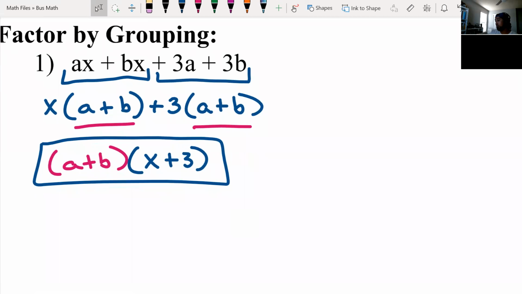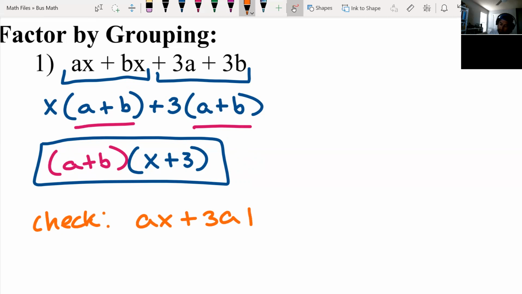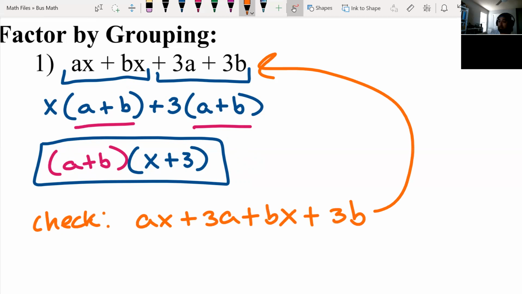Okay. And again, you can always check your work. Just FOIL it back out. So you can check just to make sure you did it right. You don't have to do it all the time, but just check. If you FOIL, you get a times x plus 3 times a plus b times x plus 3 times b. It's the same as that, just ordered differently. You have the same exact terms.